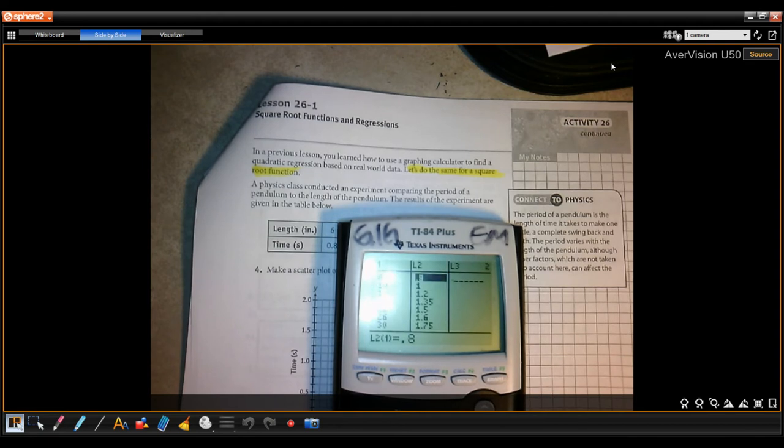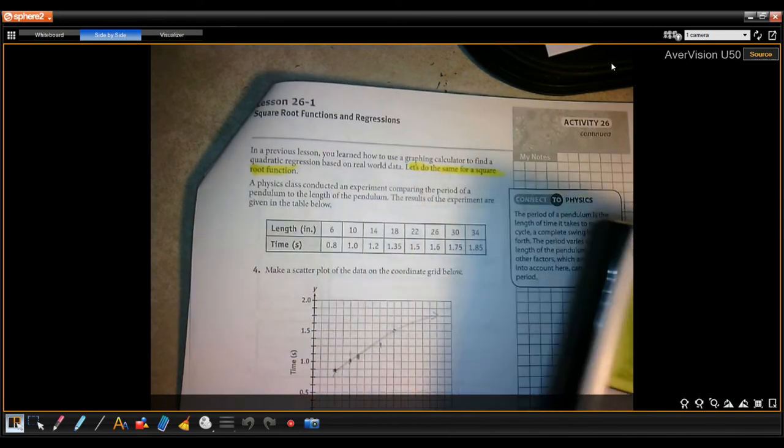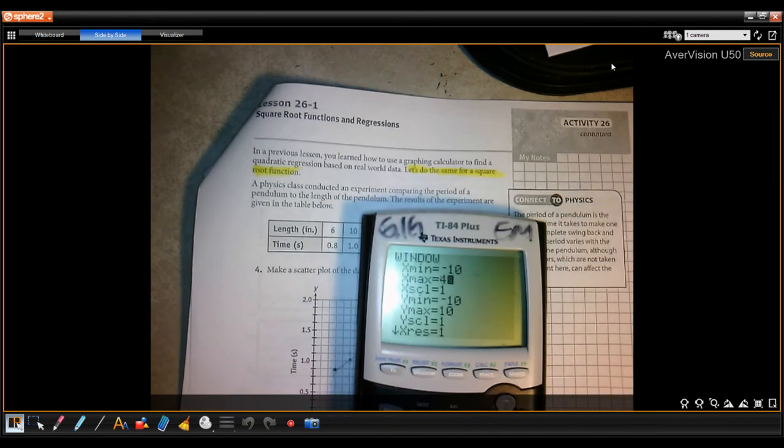Window. So we need to make it what? X max will be, I don't know, 40? Let's do that. Oh, okay, there's the graph. So I changed my window. Now I can see it. So there's kind of the scatter plot I have in my paper.